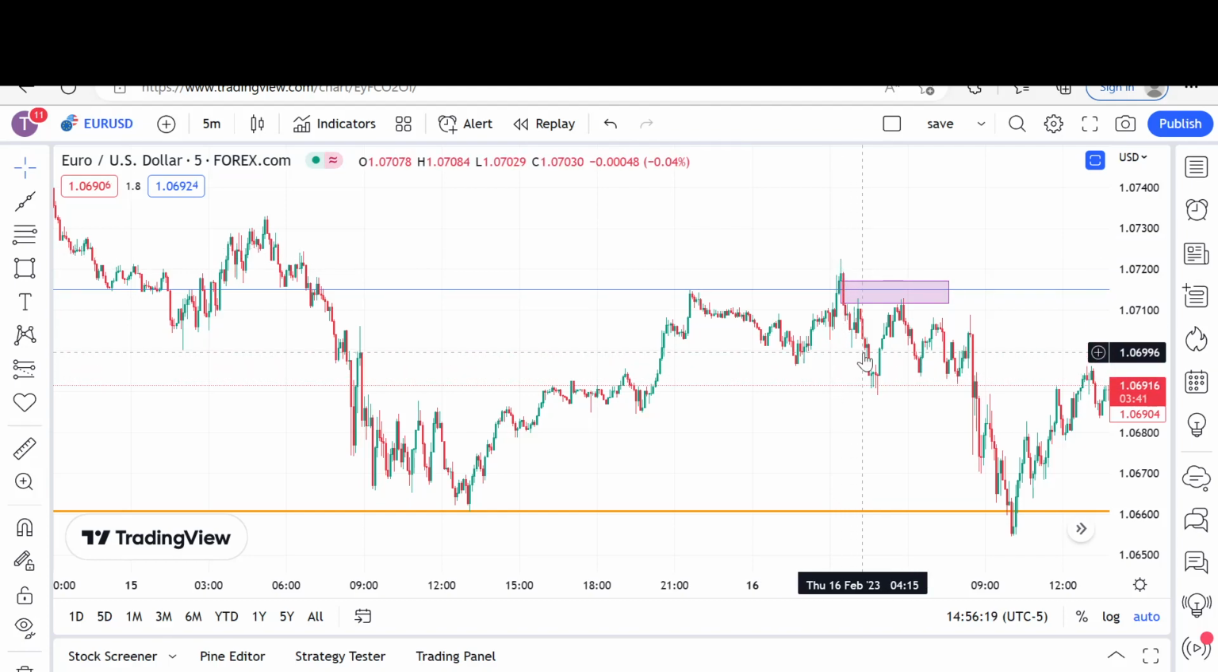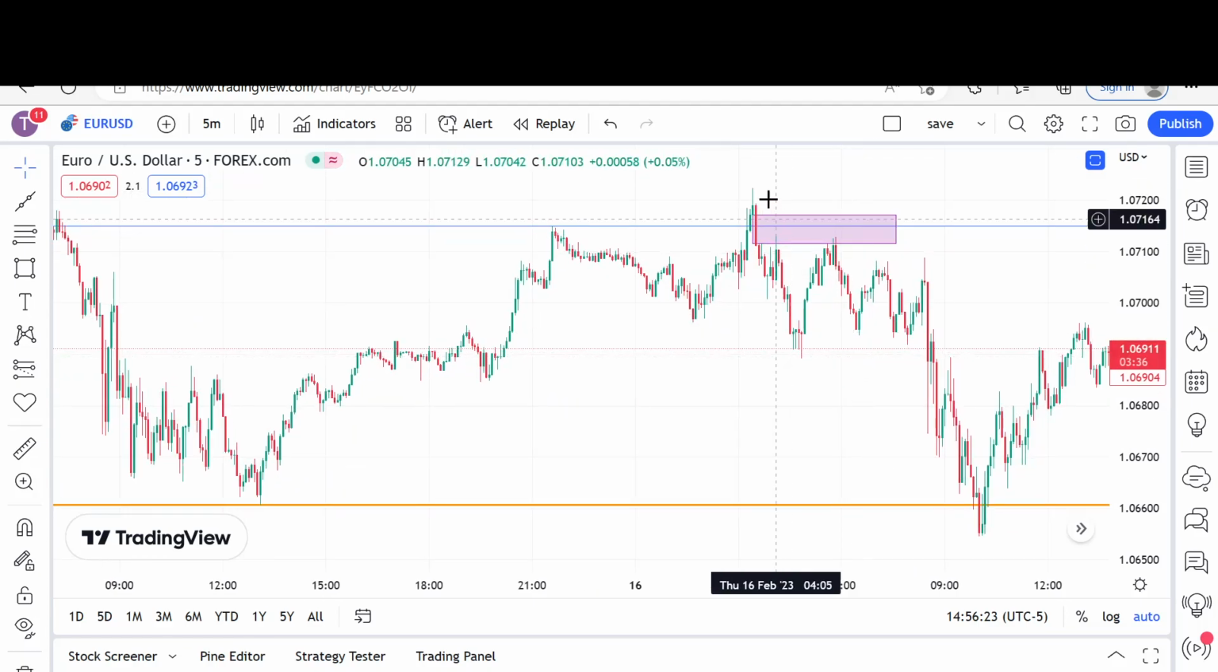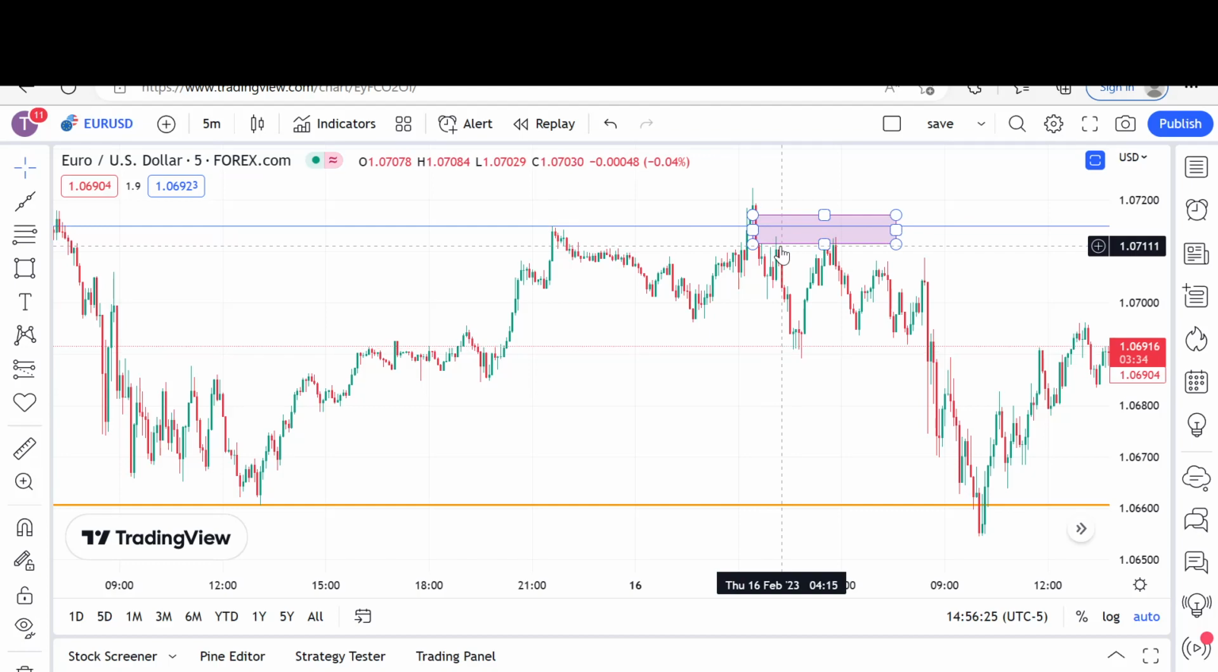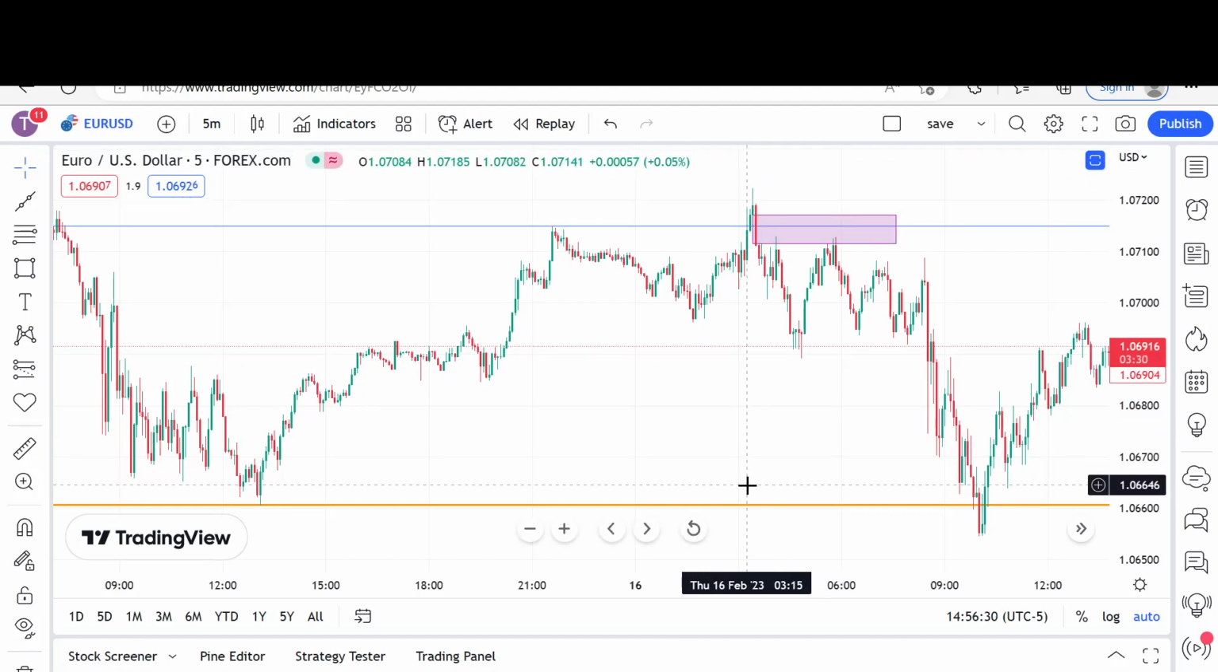Higher time frame level, liquidity grab, shift in market structure, fair value gap confirmation, retrace back up into a premium, back up into your fair value gap entry, stop above the high of the day, target the lows. Just like that, boom, 4 to 1, that's your trade.